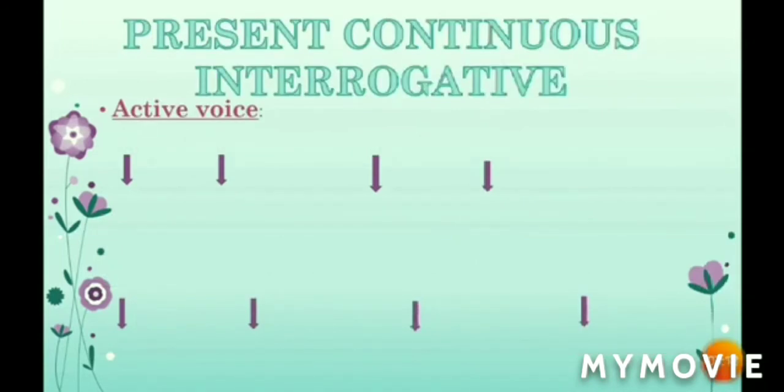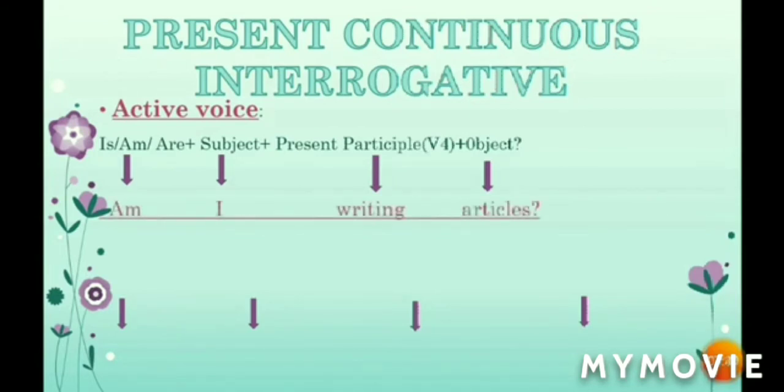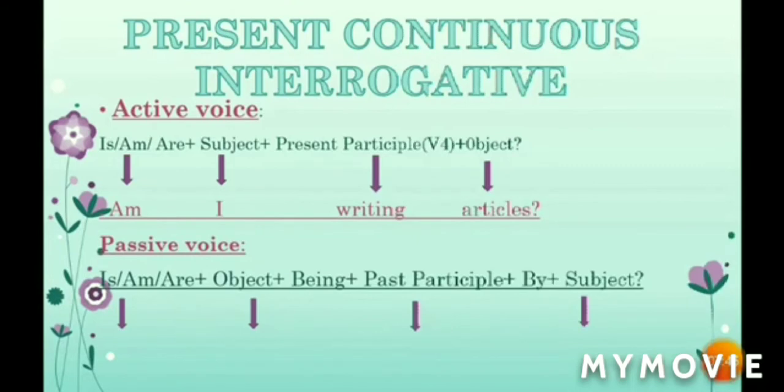In interrogatives, we put helping verbs in the beginning in both active and passive sentences and place a question mark at the end. Let's check structures and examples of both tenses, present and then past. Is, am, are plus subject plus present participle plus object. Example, am I writing articles? Passive structure: is, am, are plus object plus being plus past participle plus by plus subject. We have converted the same sentence and it becomes, are articles being written by me?